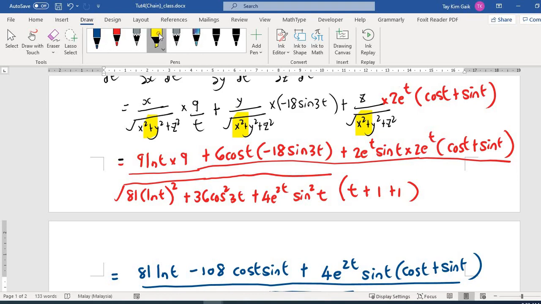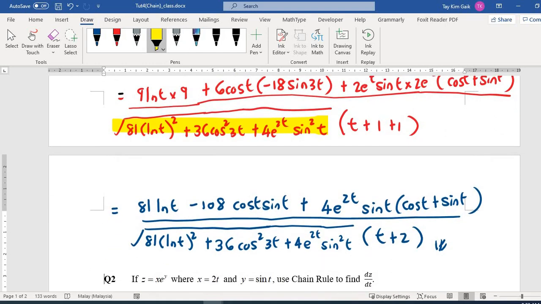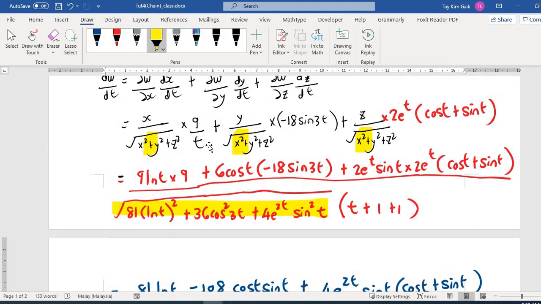If I plug in x, y, z, it will be here. For the second term, I factor out this square root, so it's plus 1, that's why in total the denominator is plus 2. And then the first term, after you factor out this square root, you still have t.